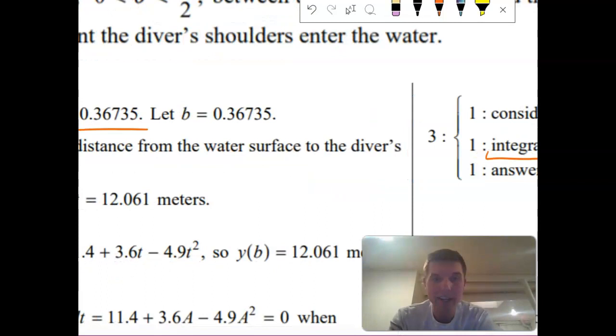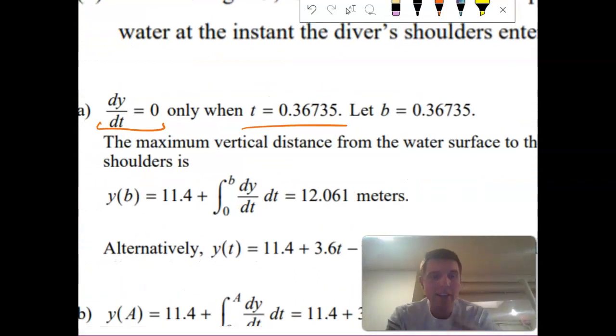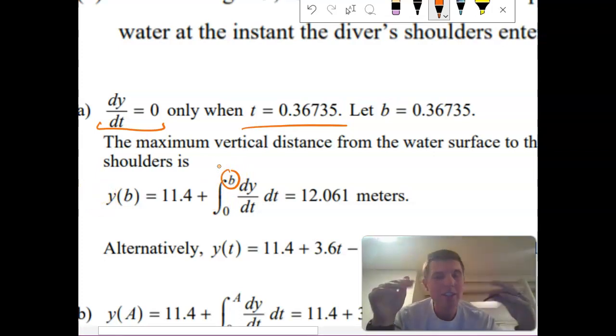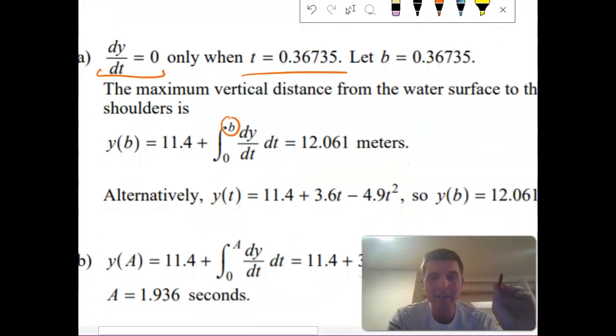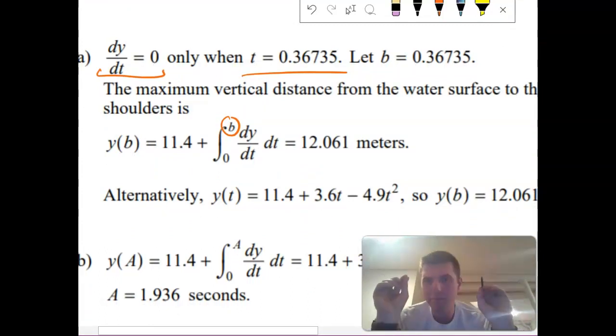Either of those are okay here. You could say this is the integral from 0 to b, which is a little tricky because you'd have to do it by hand, but that's not that big a deal. Or take the antiderivative and then plug in that t value. Either way, not that big a deal.